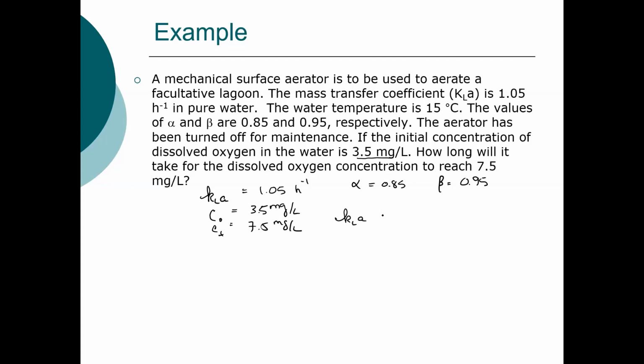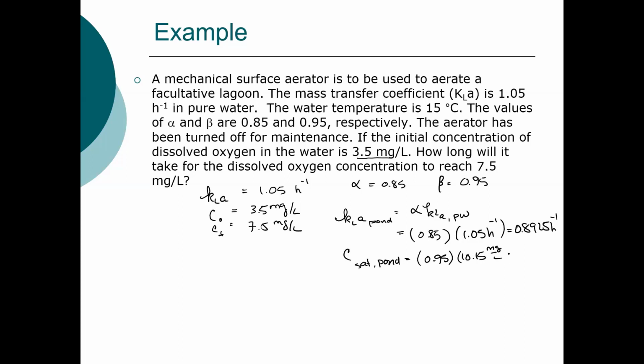So KLA in the pond is equal to alpha times KLA in pure water, and that is 0.85 times 1.05 inverse hours, or 0.8925 inverse hours. And Csat in the pond is equal to 0.95 times, now we need the Csat at 15 degrees C, and that is 10.15 milligrams per liter, and that is equal to 9.64 milligrams per liter.